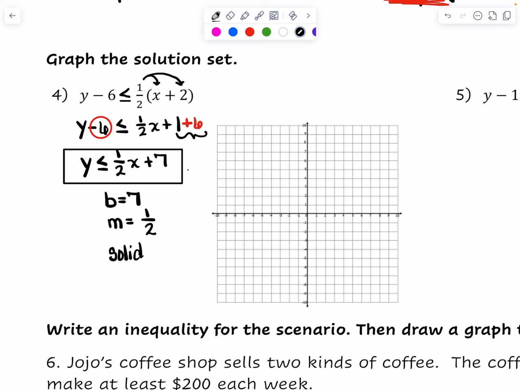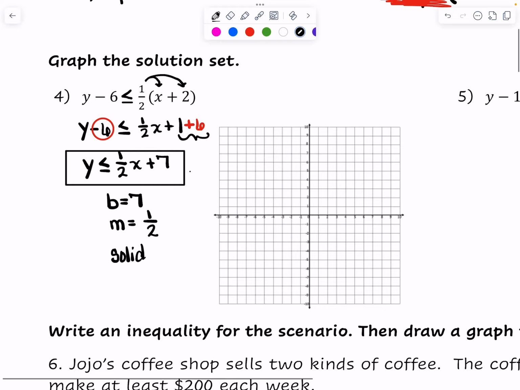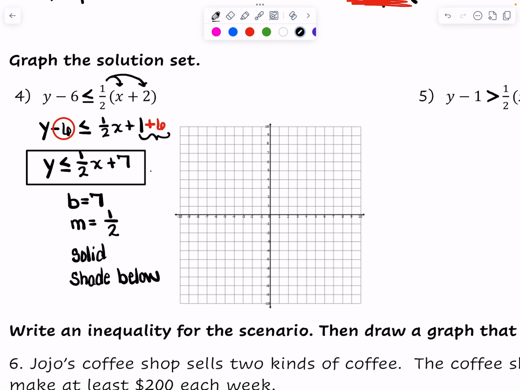And I also know that because y is going to be less than the line, we are going to shade below the line. We're going to shade towards the smaller numbers on the y-axis. Okay, so let's go ahead and graph all those pieces. So we start at 7. From here we go up 1, right 2, rise 1, right 2, or up 1, right 2.